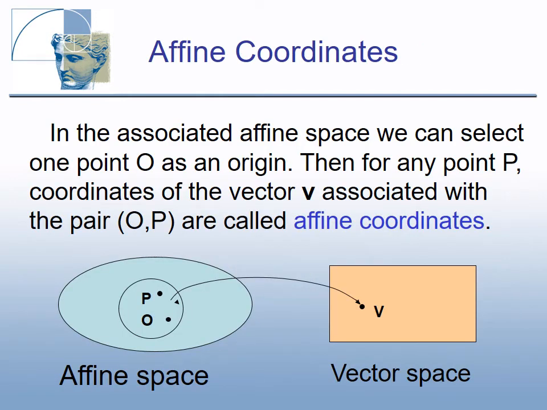Now we can define coordinates of the point using coordinates of the vector. So we have two spaces, affine and linear. We can select the point O in the affine space as the origin. Then, for any point P from the affine space, we associate the pair OP with the vector V of the linear space. Coordinates of the vector V are called affine coordinates of the point P.